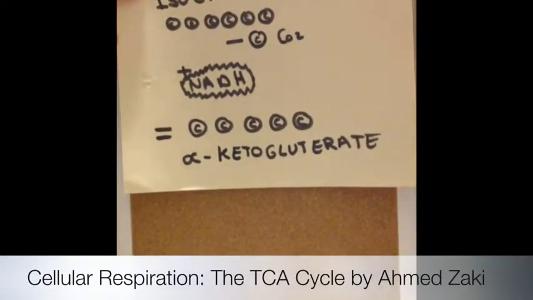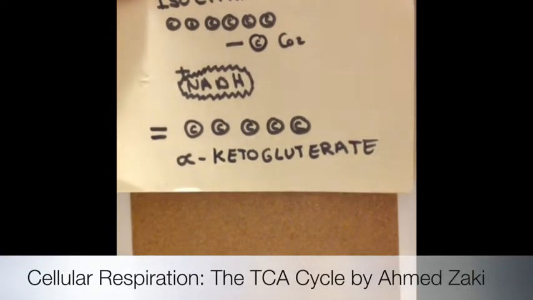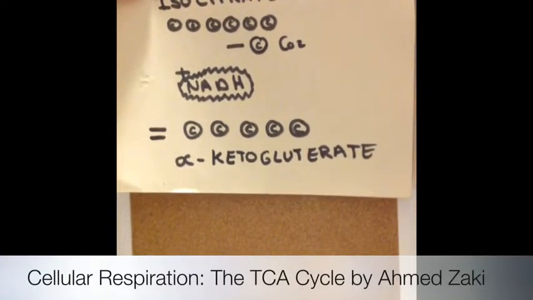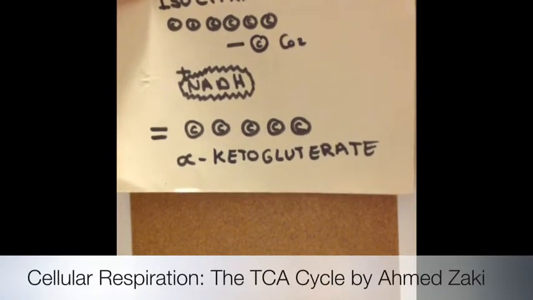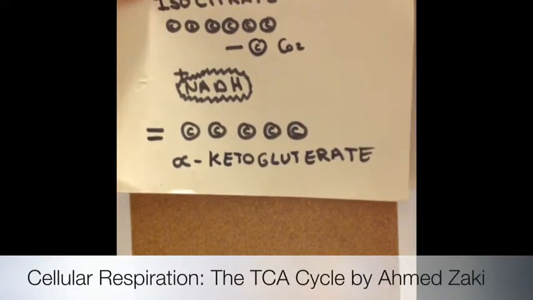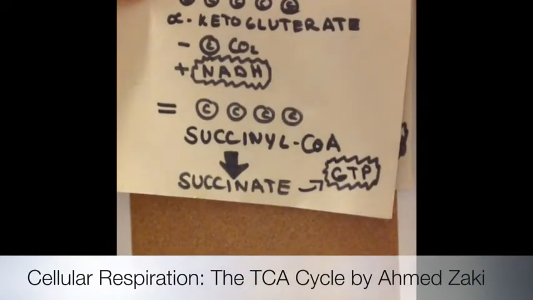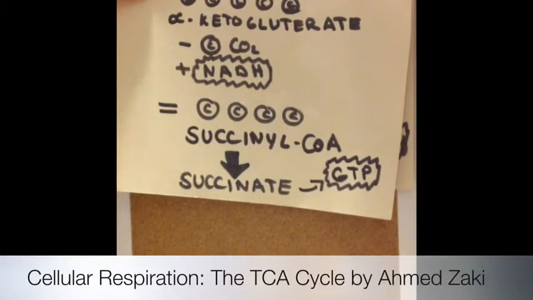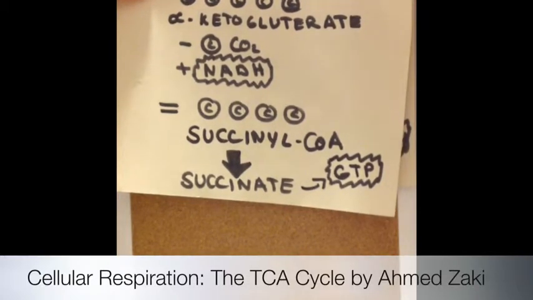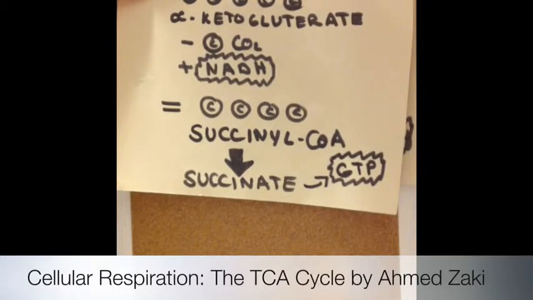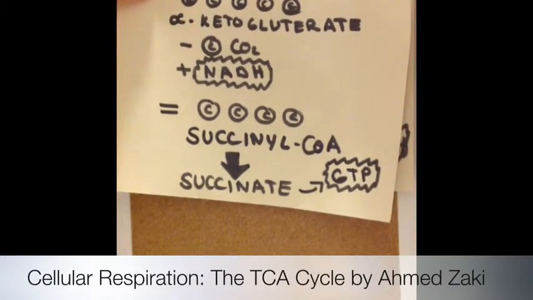Isocitrate then becomes oxidized into alpha-ketoglutarate. When isocitrate is oxidized, a carbon dioxide is released and another NADH is produced. Alpha-ketoglutarate is therefore a 5-carbon compound. A similar process occurs again, in which another carbon dioxide is released and a second NADH is produced. The 4-carbon compound left is then called succinyl-CoA.